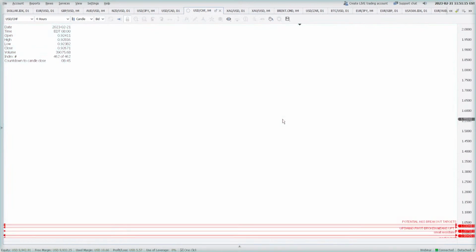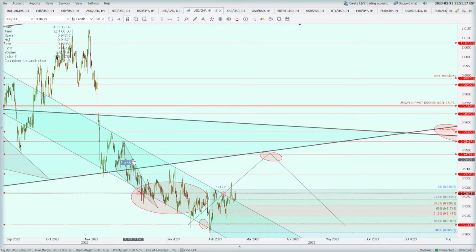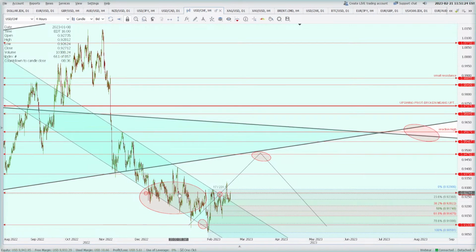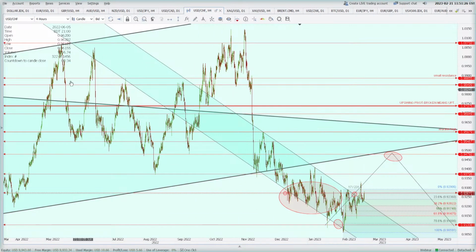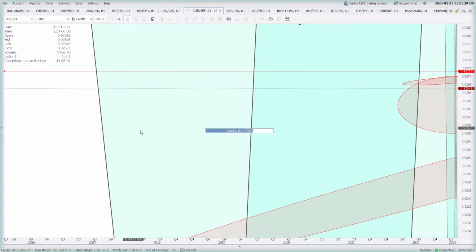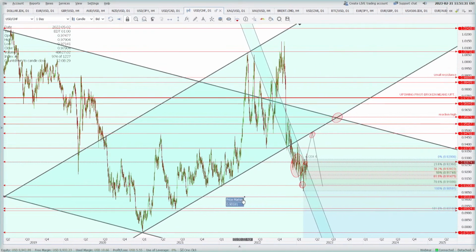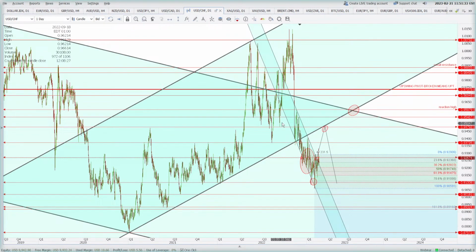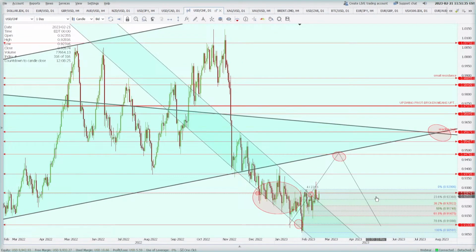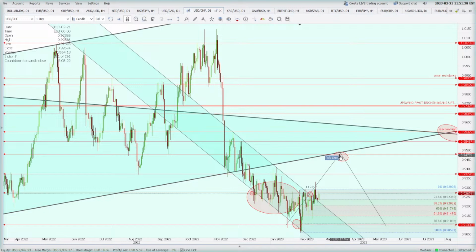USD CHF. Okay, there are so many patterns. I want to remove all of them so that there are no confusions. This is 4 hour. First let me show you one day. So you see this rising channel is broken. Okay, we have not tested this channel's resistance still, and I'm expecting it to be there next month, this time, 20 to 21st March. This is what I'm expecting to go short in this market.